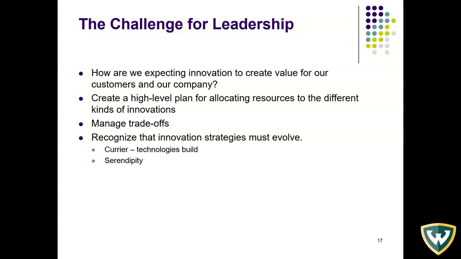Leadership has to be able to manage these trade-offs, understanding where these resources need to go and where we think the most value for the company is going to be created, and then recognize that innovation strategies must evolve. So this last bullet supports the reading that we did from Courier, where technologies build on each other. So we may have something that maybe we can't use right away, but as we understand more of the capabilities of a new innovation, or we find a product, we can back up and say, hey, what if we apply this innovation to this product?